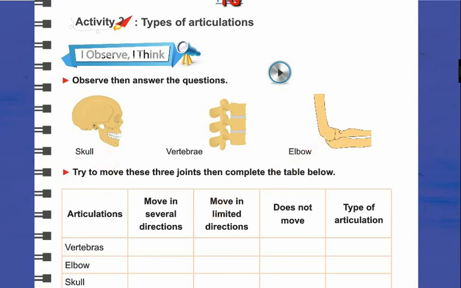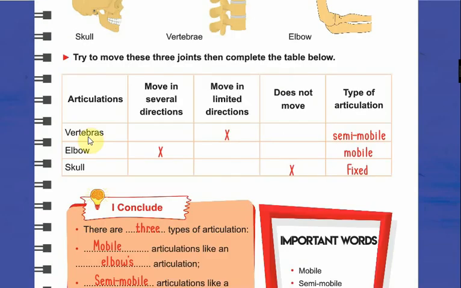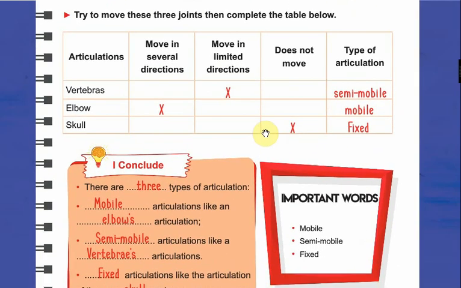Now let's complete this table. Vertebrae move in limited directions. They are called semi-mobile joints or articulations. The elbow moves in several directions. It's a mobile joint, and the skull doesn't move at all. It's a fixed articulation or fixed joint.